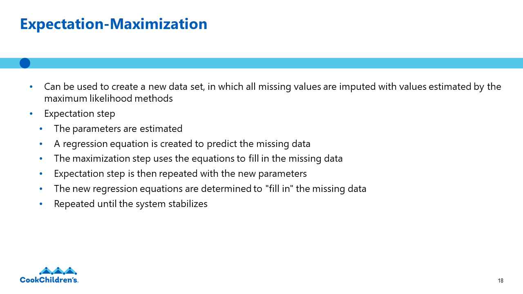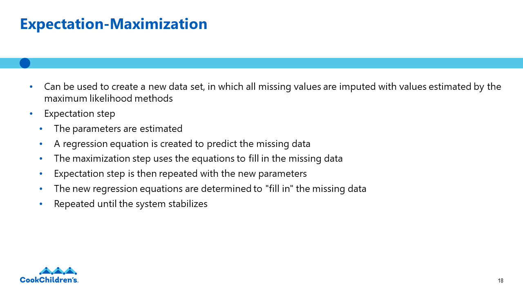Next up is the expectation maximization. This is a type of maximum likelihood method that can be used to create a new data set, in which all missing values are imputed with values estimated by the maximum likelihood methods. This approach begins with the expectation step, during which parameters, such as variances, covariances, and means, are estimated, perhaps using listwise deletion. Those estimates are then used to create a regression equation to predict the missing data. The maximization step uses those equations to fill in the missing data.